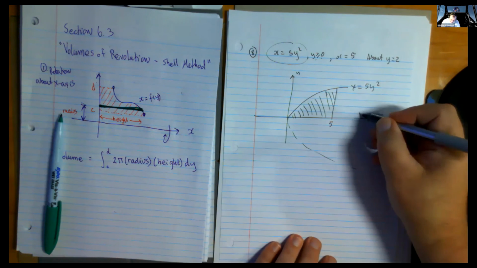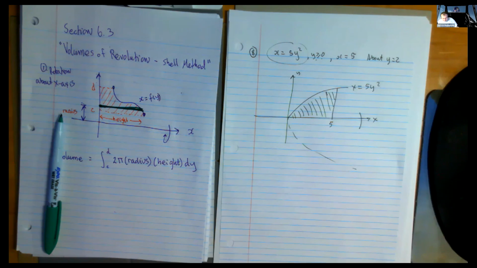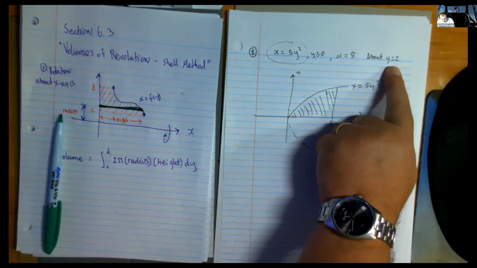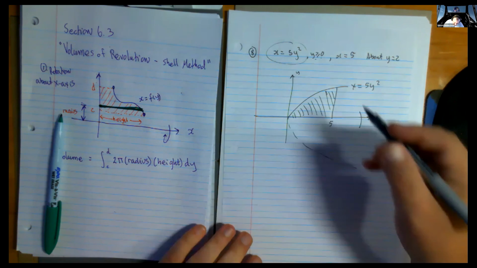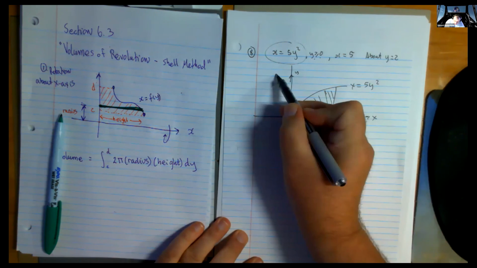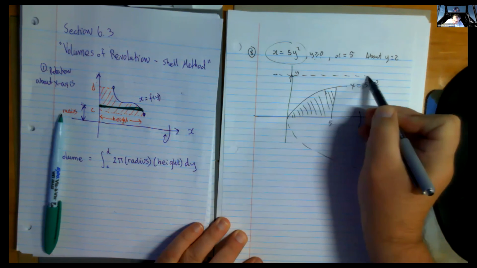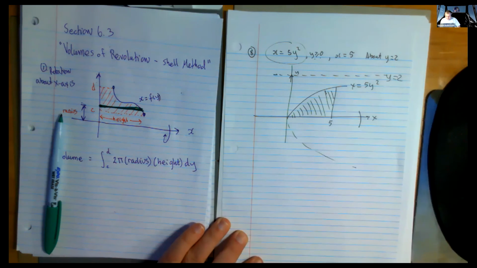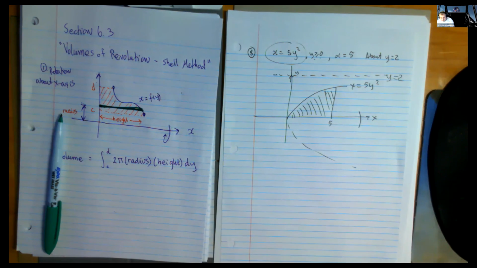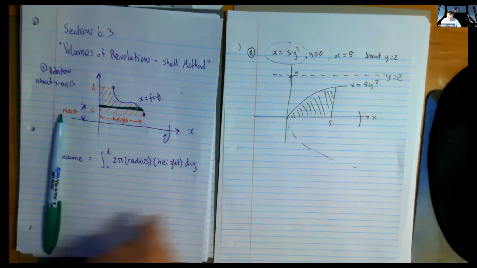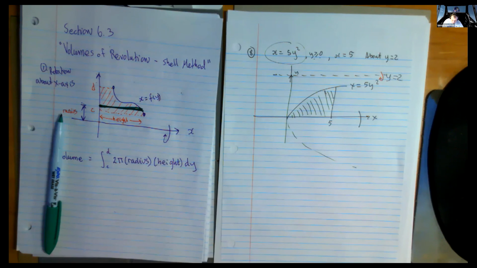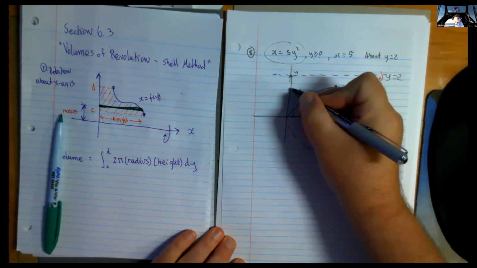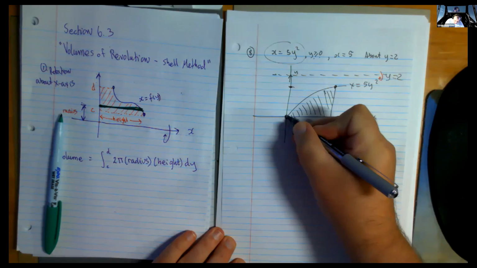It's going to be rotated, not about the x-axis, but about a line called y equals 2. And y equals 2 is parallel to the x-axis. It's up here. That's y equals 2 up here. That's the axis of rotation. Now, I need to know this guy's y coordinate. I know this guy is 0.